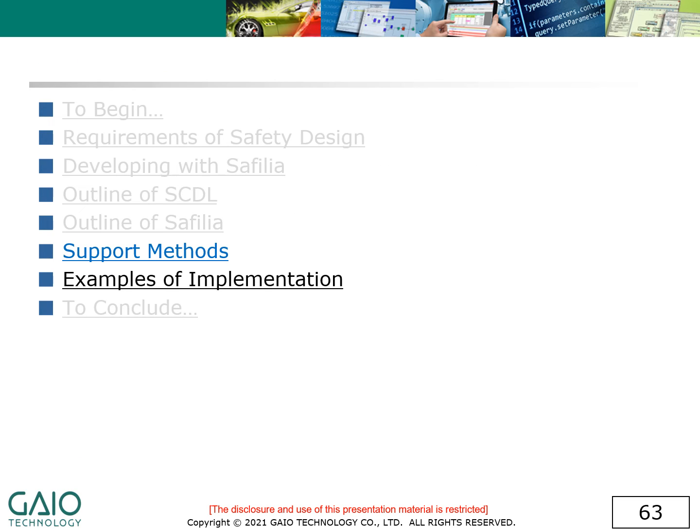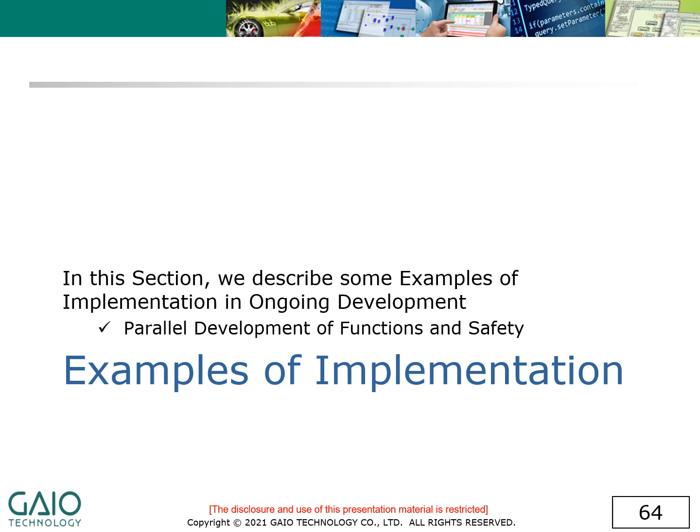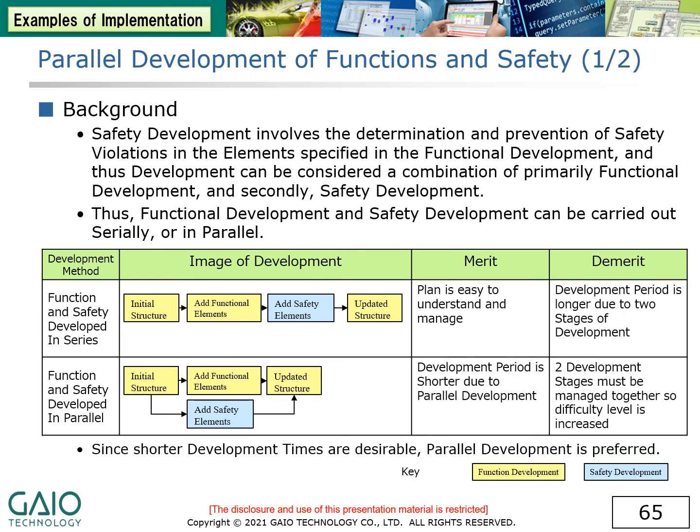Lastly, let's take a look at some examples of Safilia at work. Some examples of Safilia being used in ongoing development can show us the benefits of this tool for parallel development of functions and safety. Safety development can be considered to be a secondary process to functional development. However, since the two activities can be executed reasonably independently, development can be carried out serially or in parallel. Serial development is easier to plan and manage, but parallel development allows for shorter development cycles.